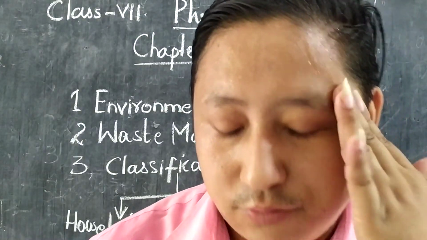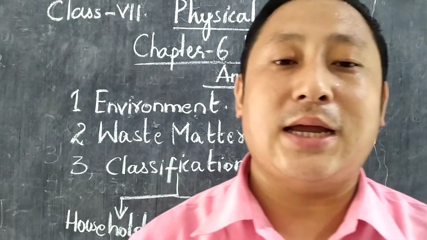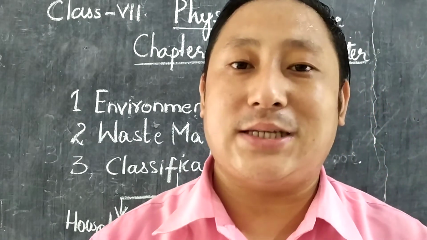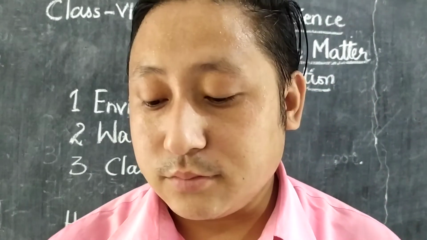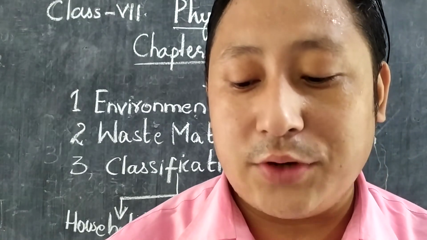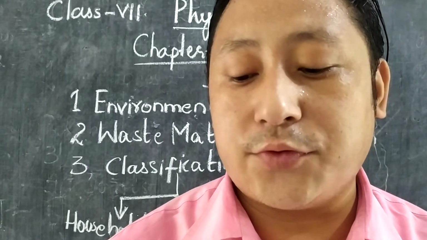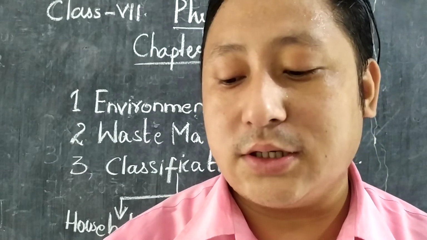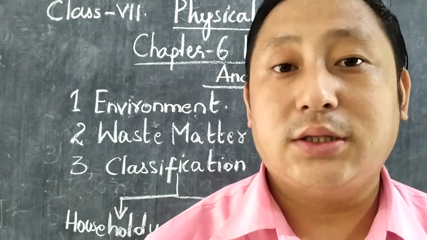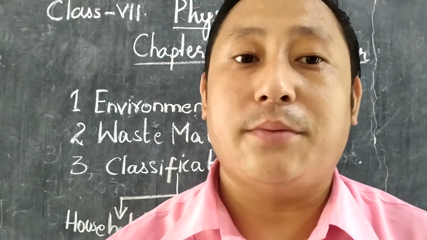Okay, now we are going to do the classification. There are many kinds of classifications, so I'm going to teach you step by step. So let's go. Classification: on the basis of the place, the waste product may be classified as waste from the household, waste from the marketplace, waste from agriculture, waste from the hospital, waste from industry, etc.